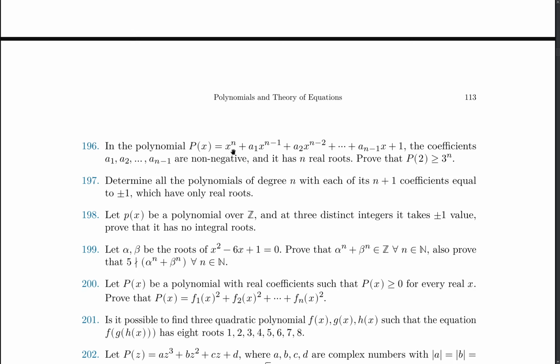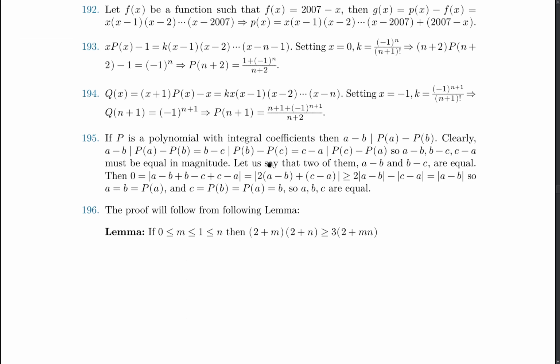Question number 196. We are given a polynomial and the coefficients of these powers of x, a1, a2, up to a(n minus 1) are non-negative, and it has n real roots. Prove that p of 2 is greater than or equal to 3 to the power n.